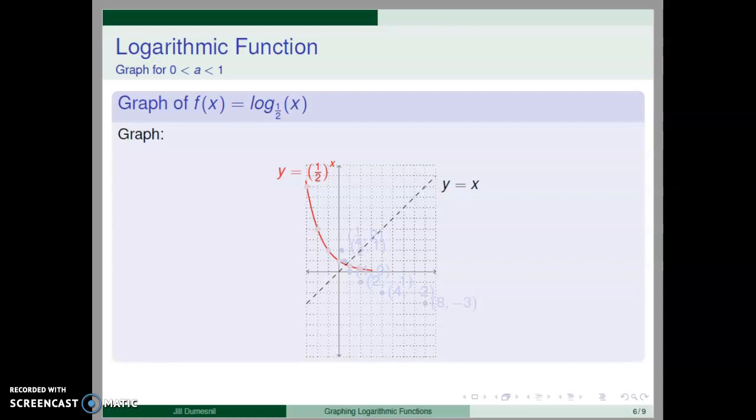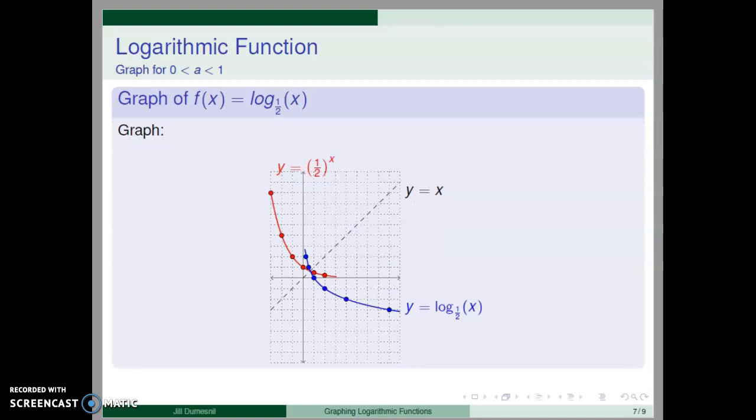We have the point (1, 0) on our new graph, and the points (2, -1), (4, -2), and (8, -3) on our logarithmic function. Similarly, the logarithmic function will contain the points (1/2, 1) and (1/4, 2). Now we fill in a smooth sketch of the graph of y equal log base 1/2 of x.